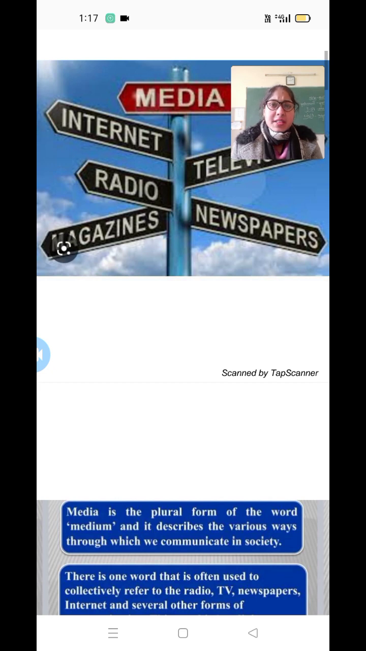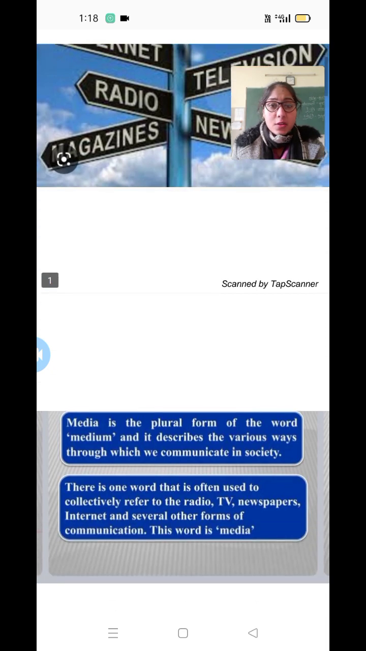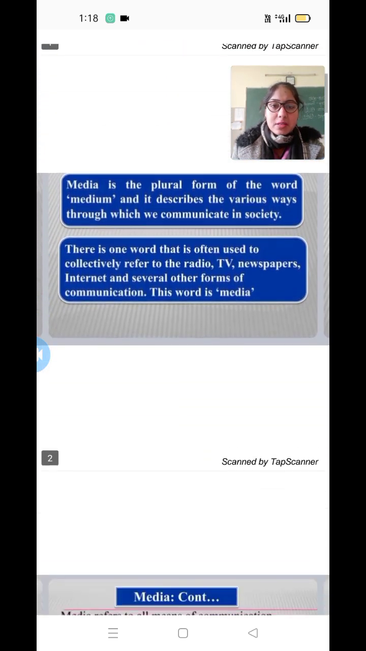Okay, so let us start with our new topic. But before introducing our topic, I want to discuss something about media with you all. Nowadays, we are all fond of using the internet, television, radio, newspaper, and magazines, without which our life is incomplete, I think. Today we will understand in detail what media is, what the purpose of media is, and how you can use media. So our topic is understanding media.